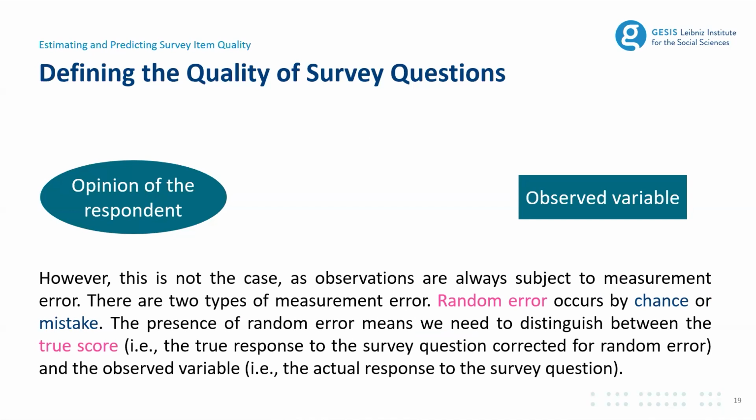And there are 2 types of measurement error. There is random error, which occurs by chance or mistake, right? So, for example, your respondent wanted to cross a 3 and accidentally crossed a 4 on your 11-point scale or something like that. And whenever there is the presence of random error, this means that we need to distinguish between the true score and the observed variable. The true score is basically the true response to the survey question corrected for random error. And then the observed variable is the actual response to the survey question.